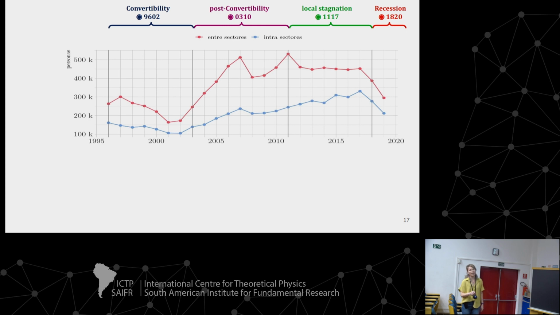Why? Because I only analyze inter-industry transitions, so I don't look at the diagonal in the matrix. For the moment, I'm not analyzing that. If I were an economist and looked at this evolution, I would see, and that's what an economist said when I showed him this, that you have 4 periods here. Myself, I see much more than 4 periods, because of course I have some inflection points here. But the economist said no, you have 4 periods: convertibility, and he put 96 to 2002 all together; post-convertibility, from 2003 to 2010 all together; then local stagnation, and recession.